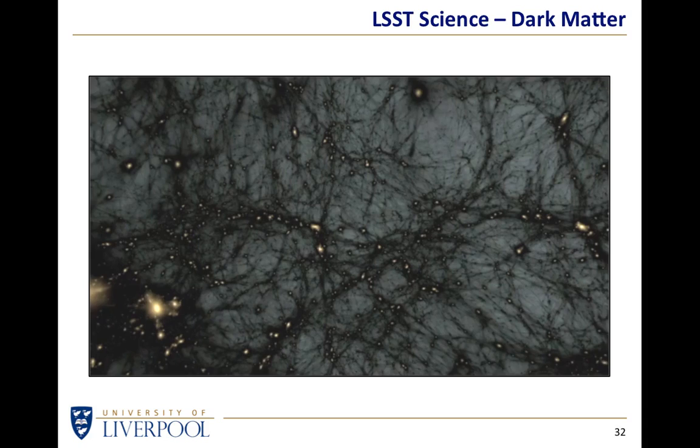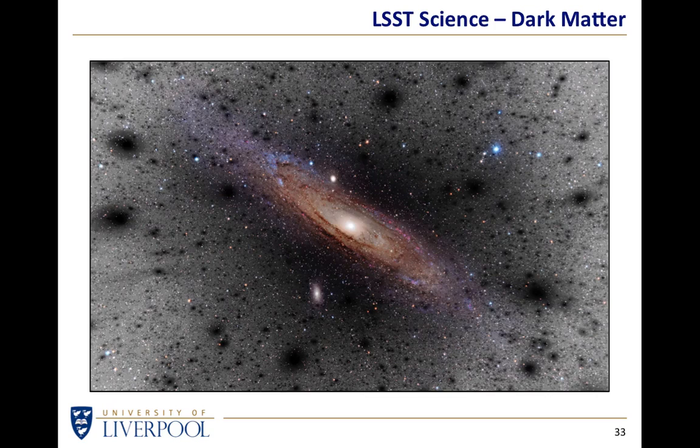But one of LSST's jobs is to try and figure out whether this idea, this simulation of what the dark matter web of the universe looks like, is what is actually out there or not. In other words, have we got the simulations right? Is dark matter uniformly distributed throughout a galaxy? Is it clumped? Do we have little clumps of dark matter floating around out there? Or is it uniformly positioned around where the visible matter of a particular galaxy is seen to be? Hopefully, the LSST will answer that question as well.